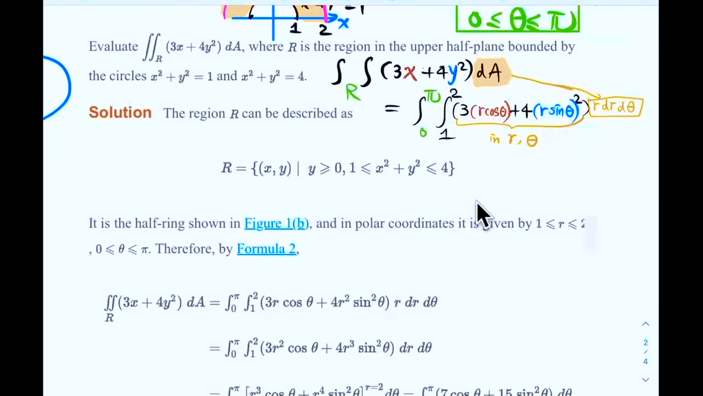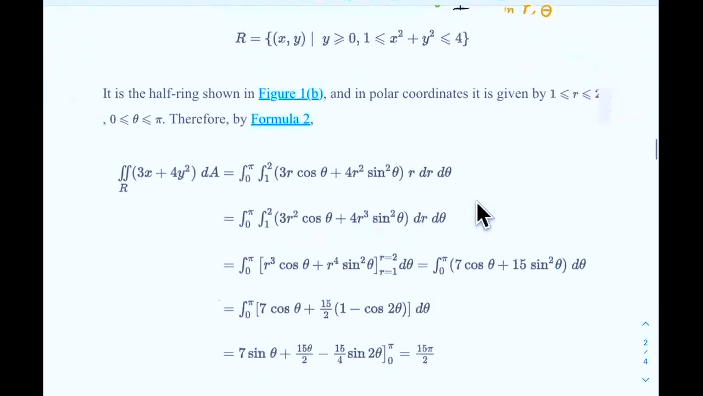So that is, replace the dA by r dr d theta, and you try to express x and y in terms of r and theta like this. Then the rest over here, just follow the integration method, and then you can get the result.